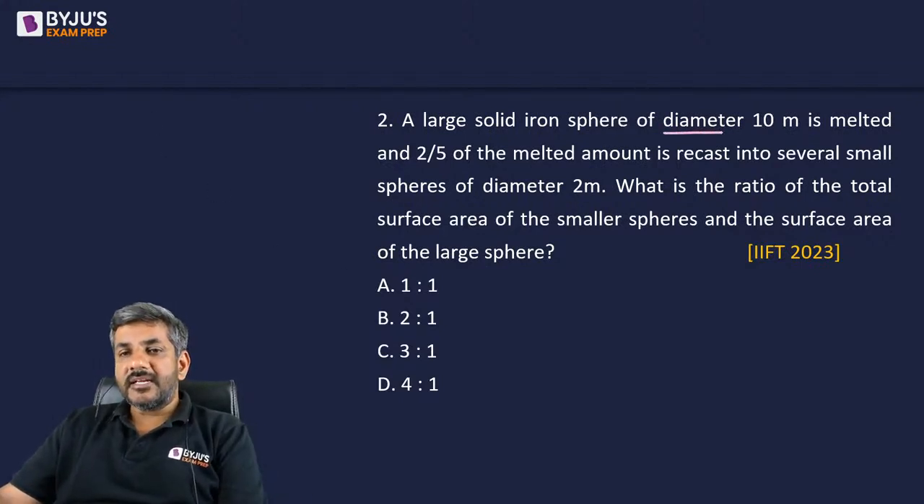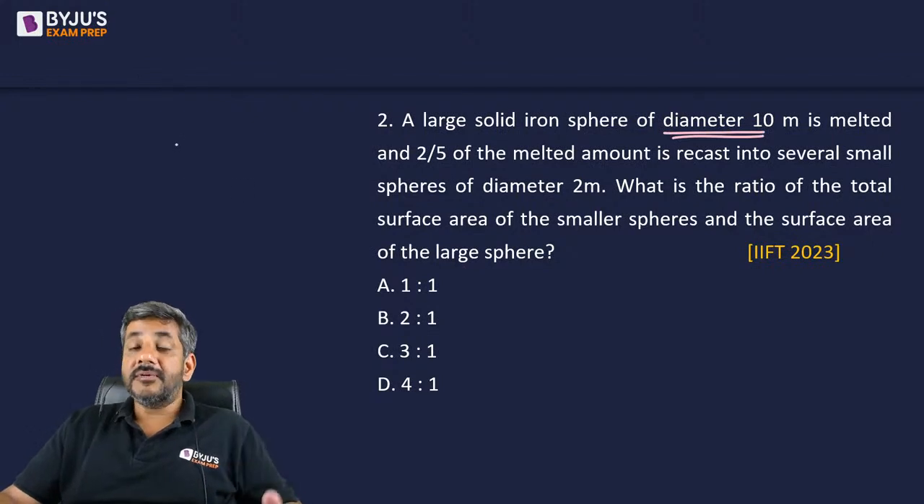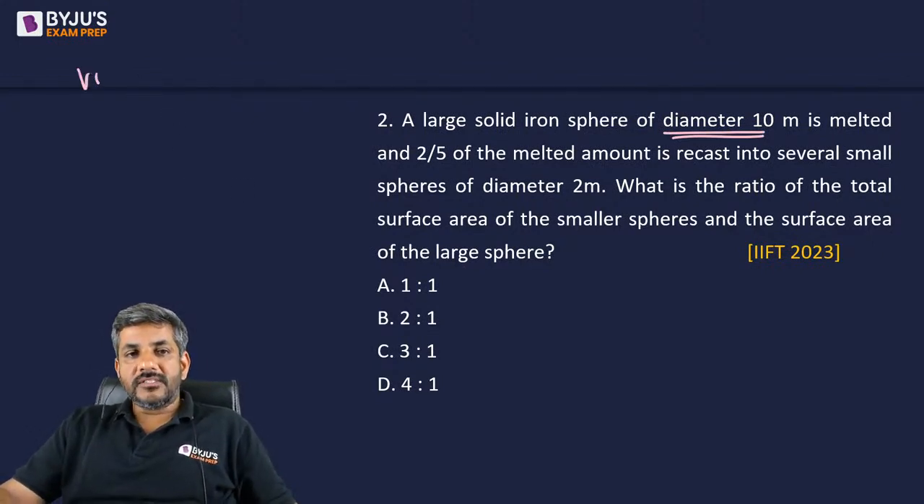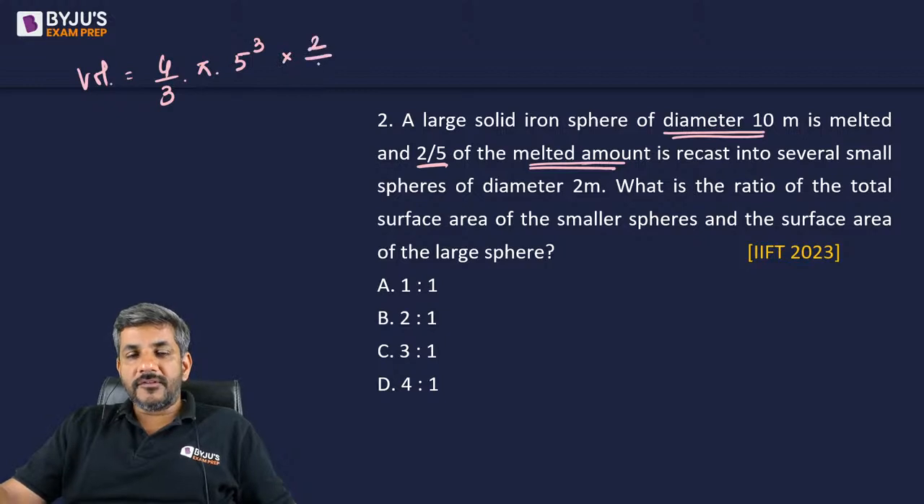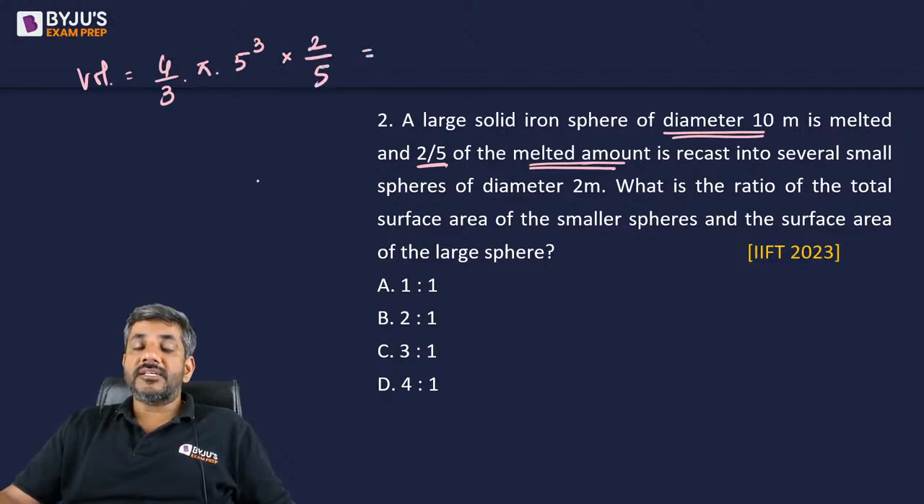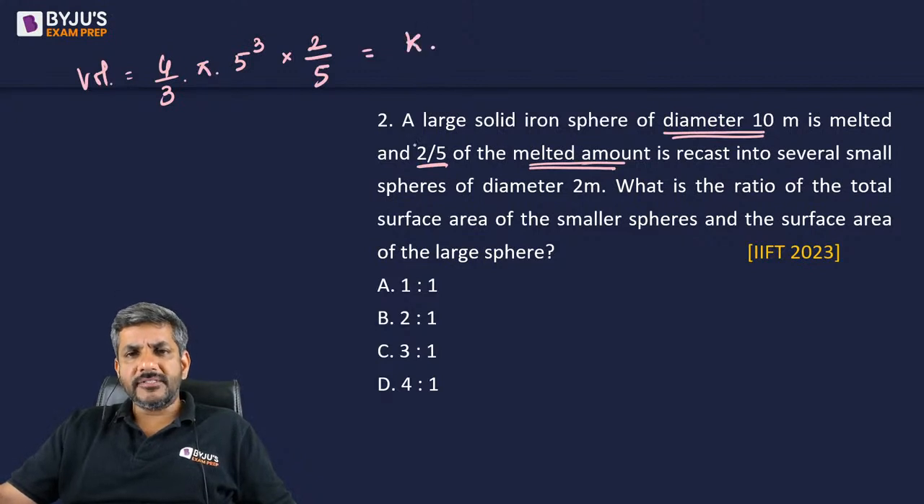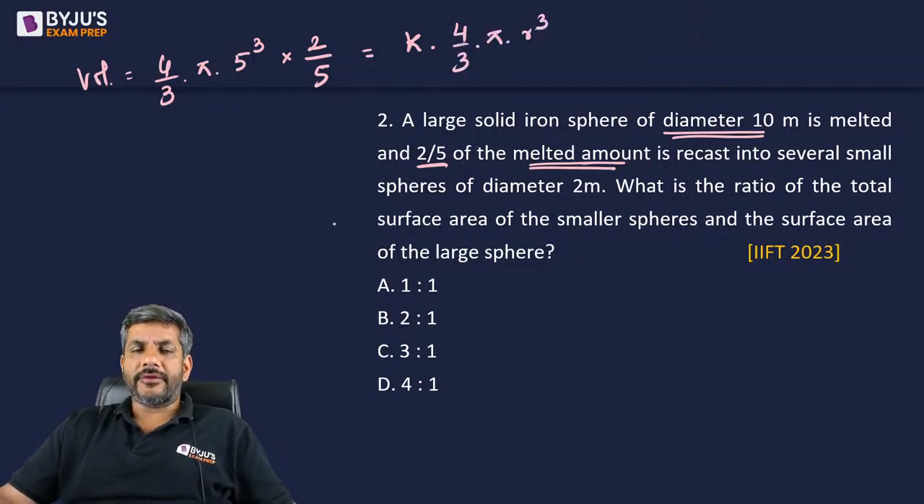So the diameter of the sphere is 10. That means the radius is 5. So what is the volume? Volume would be 4 by 3 into pi into 5 cube. But he says that 2/5 of this melted amount is recast into several spheres. So I will take 2/5 of this. This is equal to several spheres. How many spheres? I don't know. Let's say k number of spheres. These spheres, let's say, have a radius of r. So it is 4 by 3 into pi into r cube.